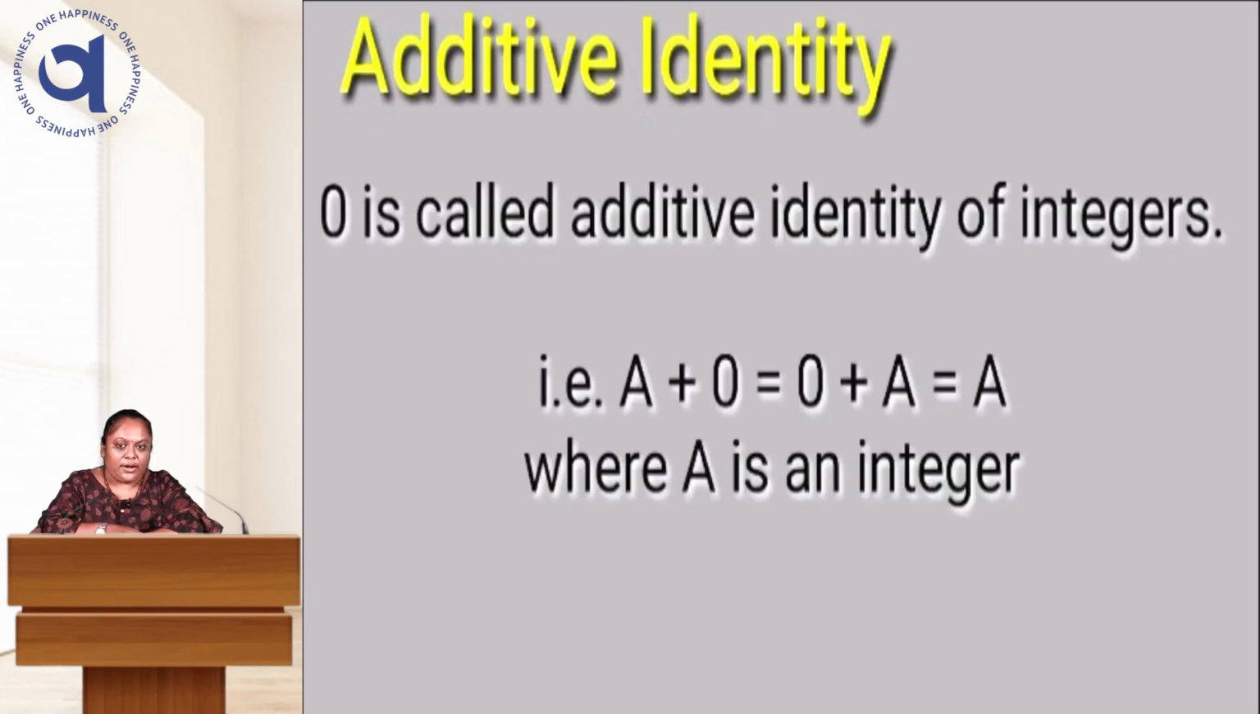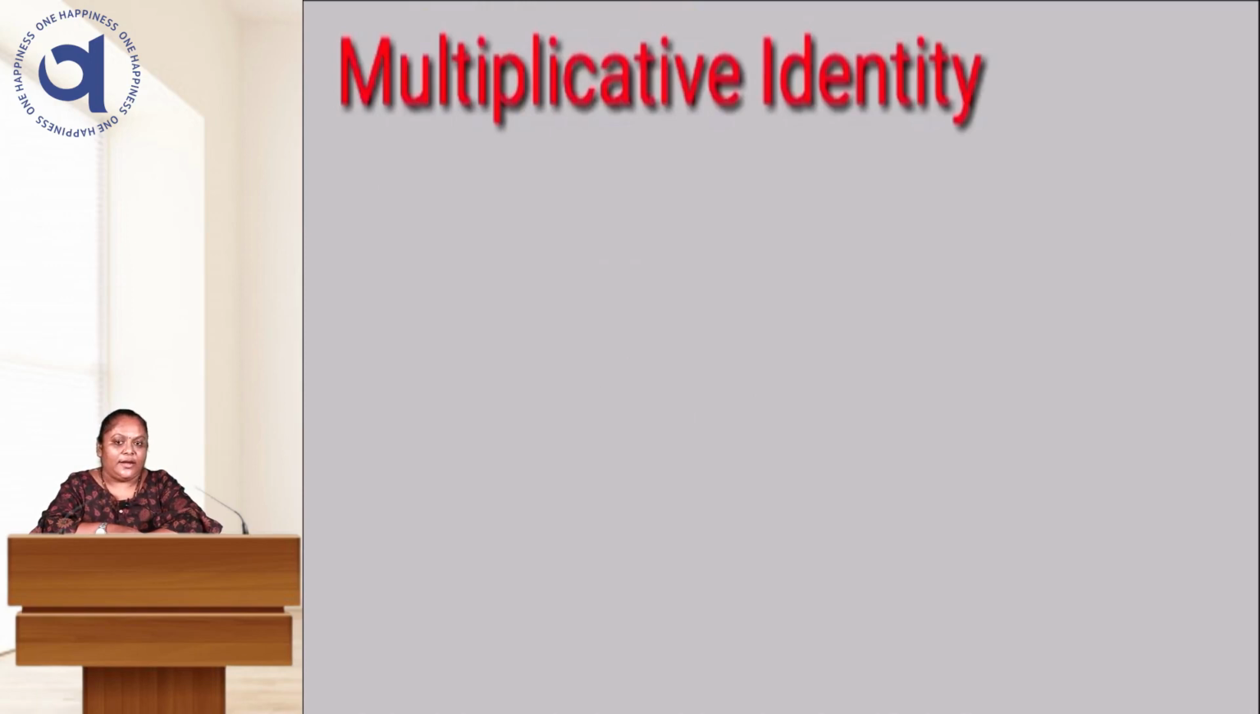Now additive identity. What is additive identity? 0 is called the additive identity of integers, that is a plus 0 or 0 plus a is equal to a, where a is an integer. If you add 0 to any integer, then your answer will be that integer only. So this property is known as additive identity.